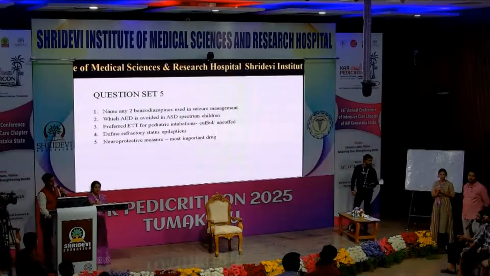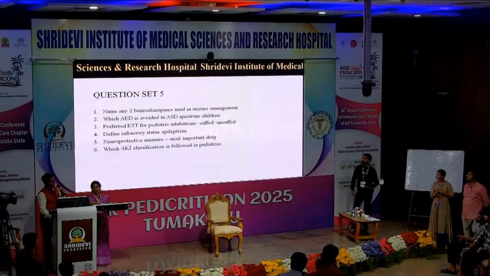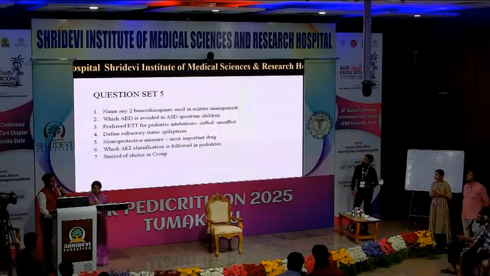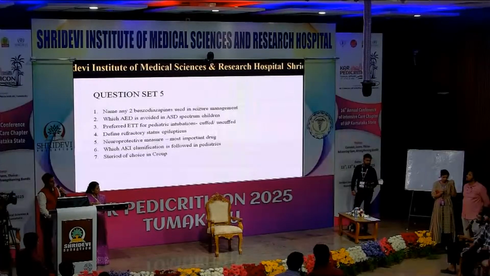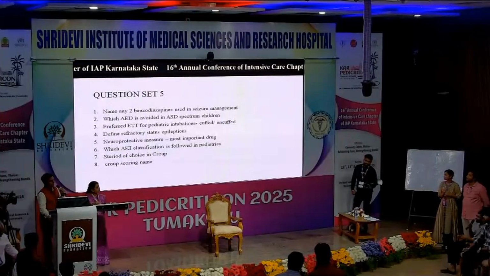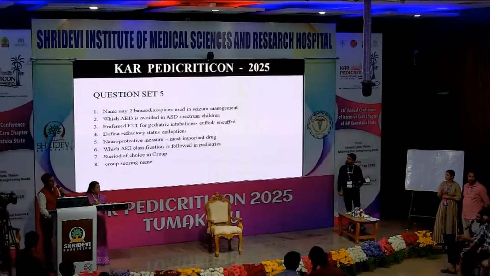Mannitol. Which AKI classification is followed in pediatrics? KDIGO. Steroid of choice in croup. Budesonide. Hydrocortisone. The scoring for croup. Name. The time is up.